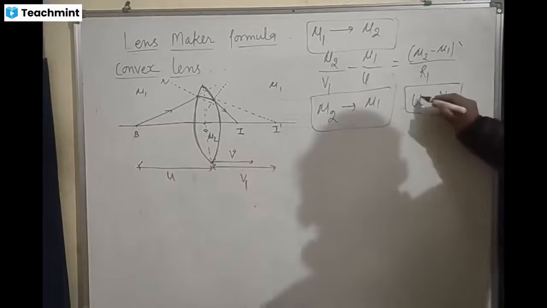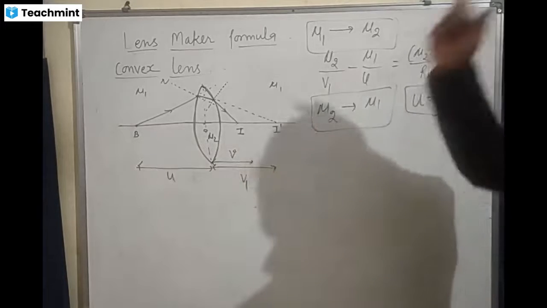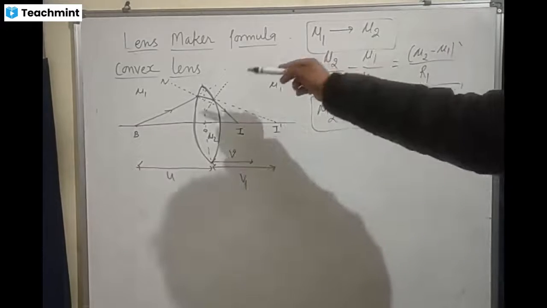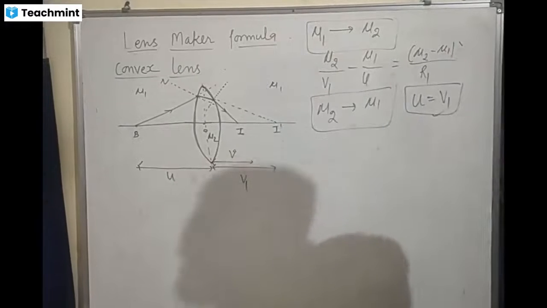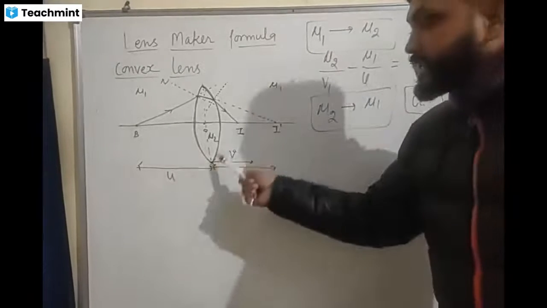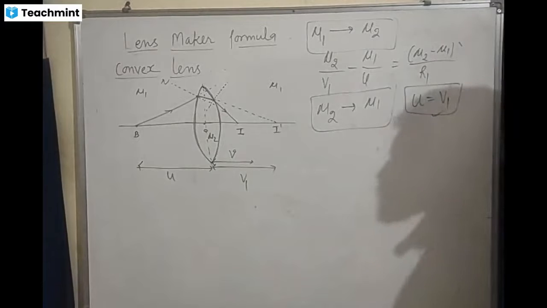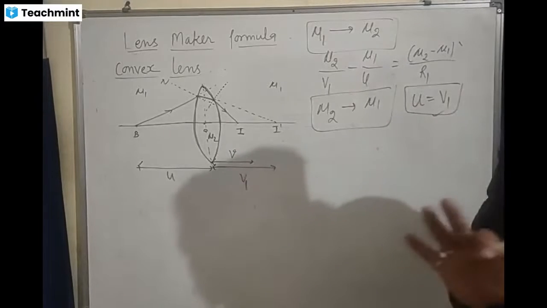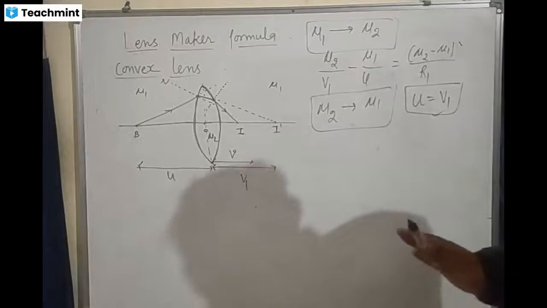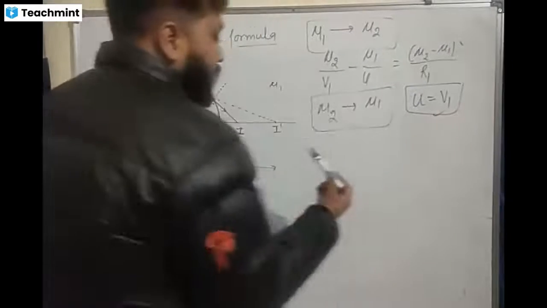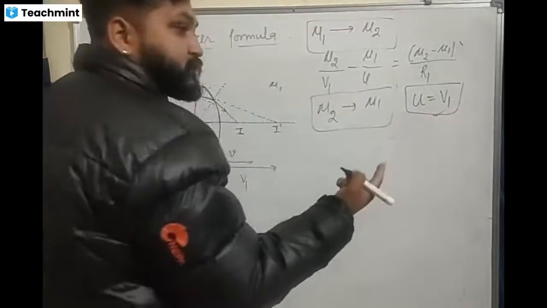You need to know that for the second surface, the image distance due to the first surface will behave as a virtual object for this second surface. So we can replace this u with the help of v1. I'm not applying any sign convention over here, so do not apply. Now the formula will become, from mu2 to mu1 the ray is going.